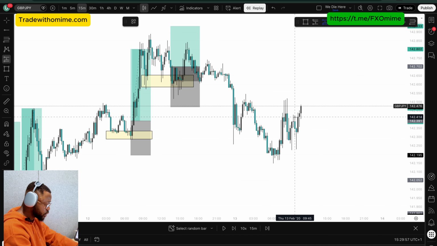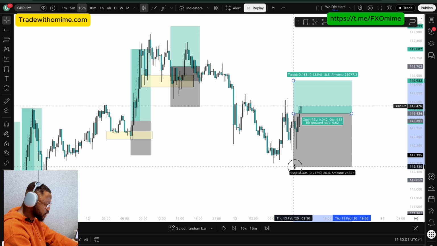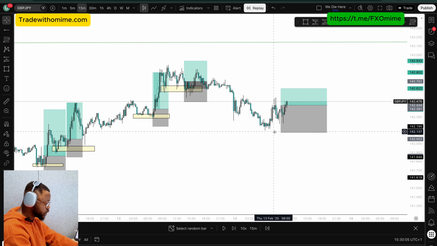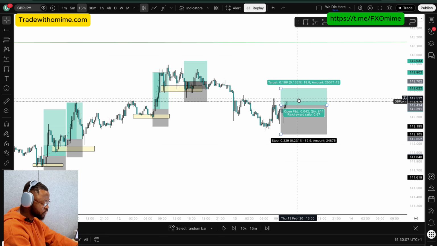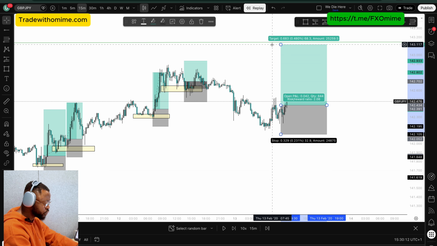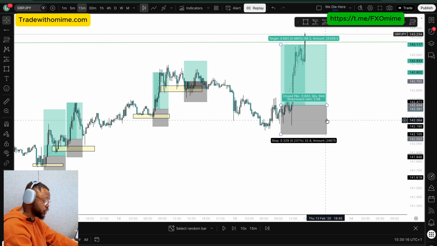I'm going to be buying around this level here. I put my stop loss to cover all of this low, just 32 pips. The pips don't matter. All that matters is you get your 1 to 2. So let's see. And boom, this is a winner.